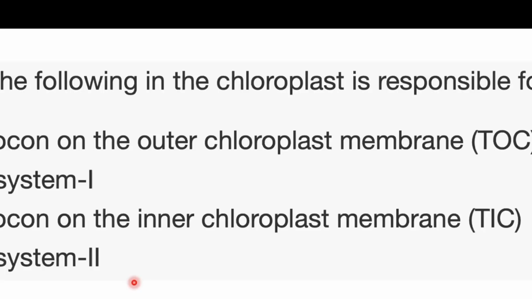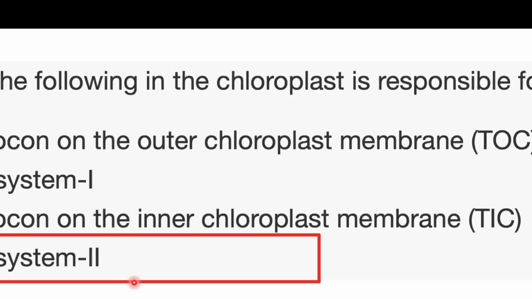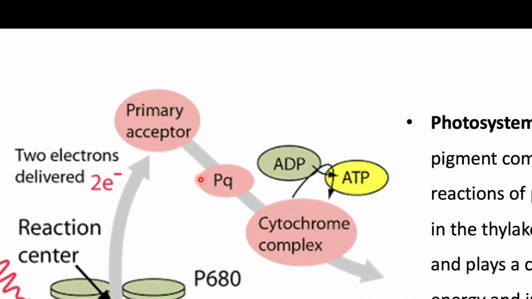Let us look at the correct answer. The correct answer to this question is option D, photosystem 2. So PS2, or photosystem 2, present in the chloroplast is responsible for absorbing photons, not PS1. And translocon on the outer chloroplast and inner chloroplast are just transporters or channels.